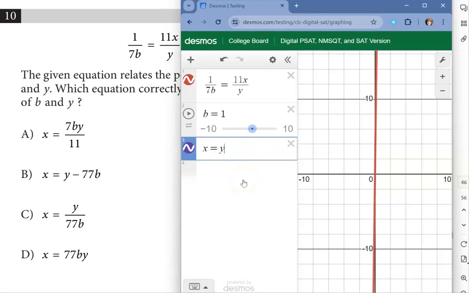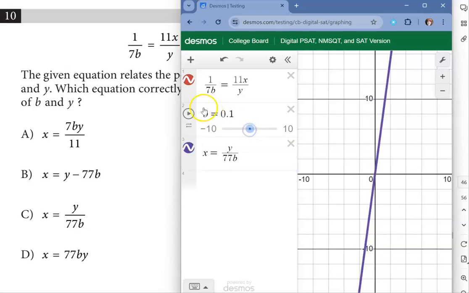The third one is going to be y divided by 77b. And look, it's right on top. If you press the blue button or the purple button and uncheck it, you'll see that it's right on top of the red one. The correct answer was C, but let's go ahead and do B, 77by, and you'll see this one does not work. So the correct answer was C. Let's go ahead and put it back in. Y divided by 77b. Now move that slider and you'll see there's no red showing. It's under there.